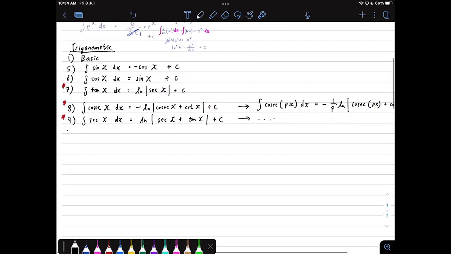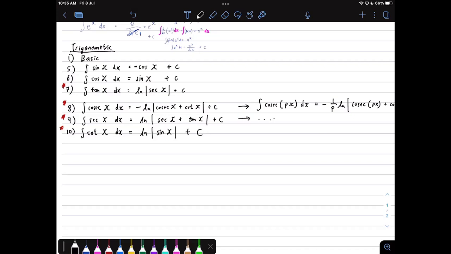Let's move on. 10 star. What is 10 star? You got the cosecant, you got secant. What's the last one that's remaining? Cotangent, very good. So now we're going to integrate the cotangent of x dx. Also in the formula, it's ln of modulus sin x plus c.